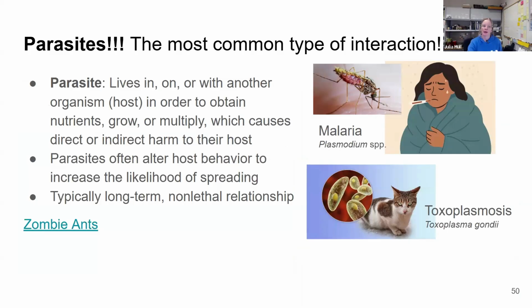Okay. Parasites are the most common type of antagonism. In fact, they're the most common type of species interaction. So parasites are organisms that live on, in, or with another species that we call their host and cause the host harm as the parasite is taking nutrients either directly or indirectly from their host.